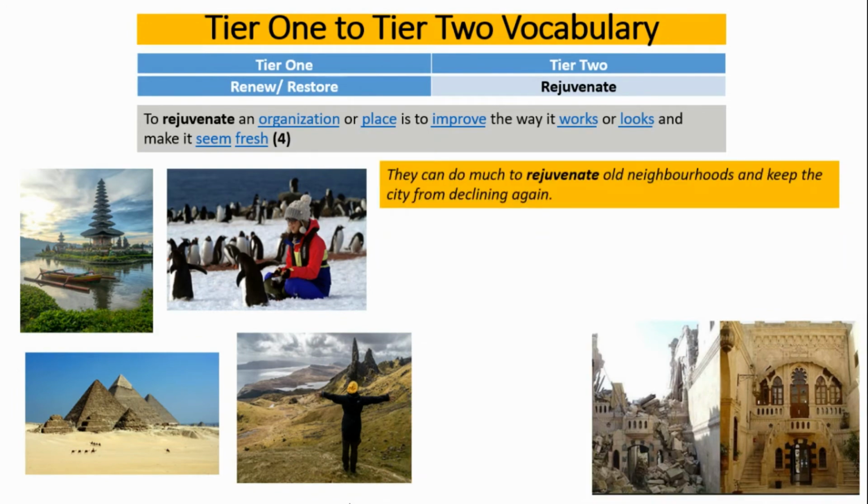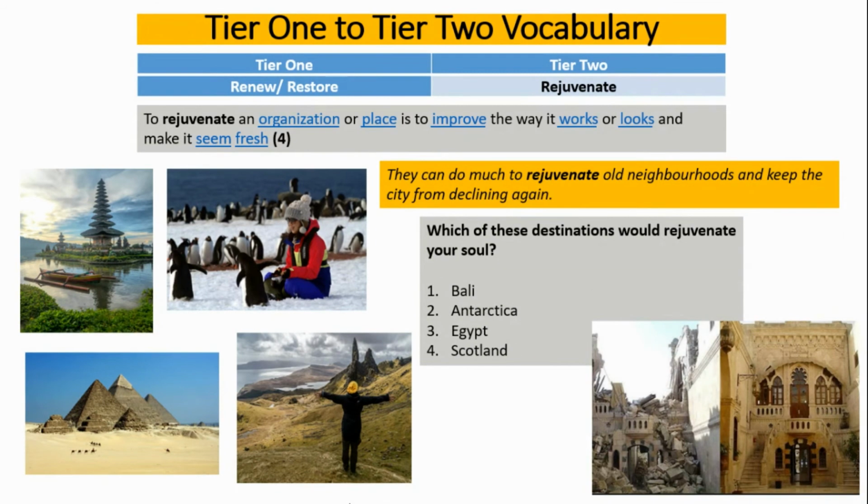So we have 4 pictures here, and the first picture on the left-hand side is Bali. The picture to the right of it is Antarctica. The bottom left is Egypt and the bottom right is Scotland. So feel free to talk to any family members or in your home, or feel free to write in your exercise books which of those destinations would rejuvenate your soul, would make you feel so much better if you visited there.